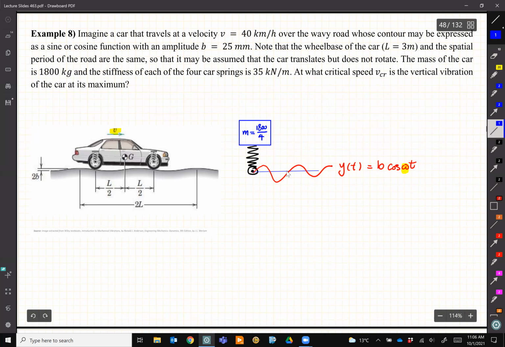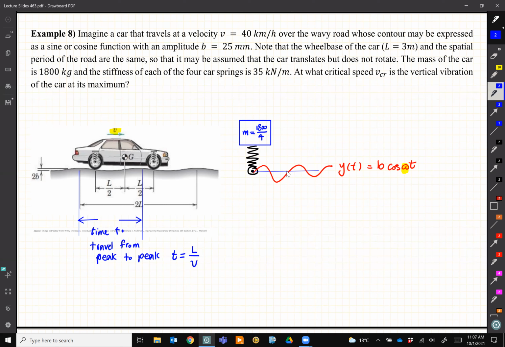So I know the time that it takes for this car to, for example, go from peak to peak. Let's say this is the peak, and then this is also the peak. Let's call the time it takes to travel from peak to peak T, and we know this T is equal to L divided by V, because velocity is constant. The distance from peak to peak is L, and so we can figure out the time that it takes to go from peak to peak. This omega, then, I know it is 2 pi over T, right? And T is the period for one complete cycle.